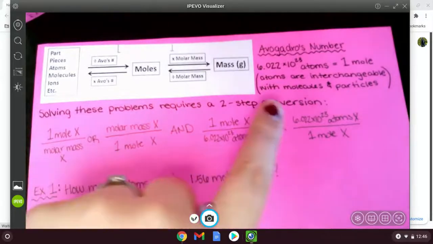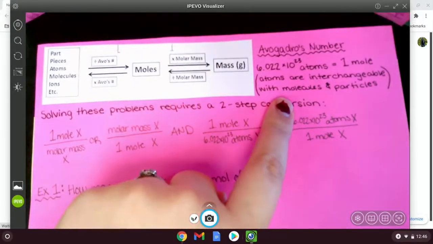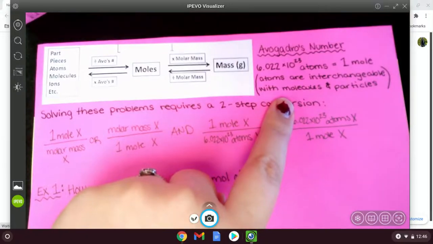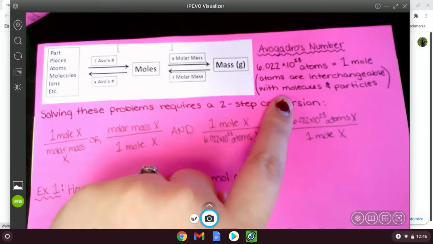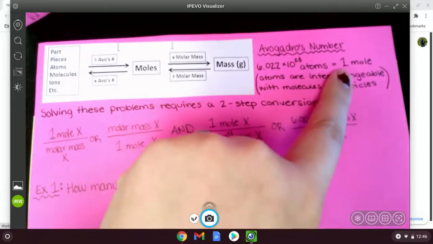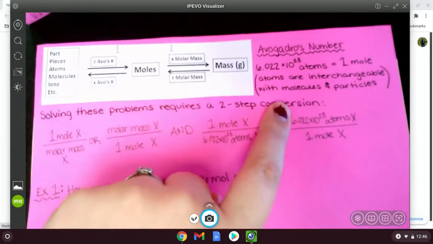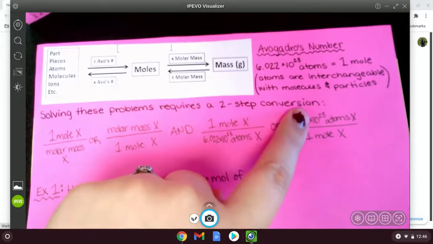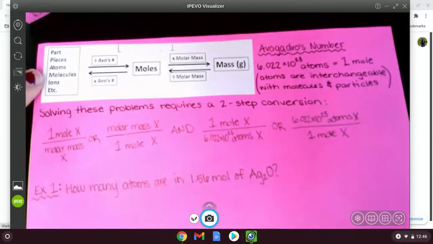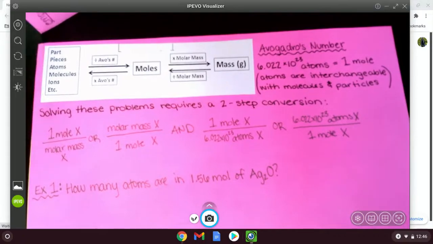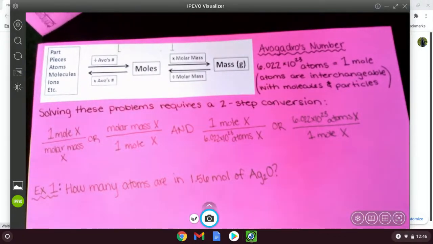Once you do that, you need to define Avogadro's number. Avogadro's number is 6.022 times 10 to the 23rd atoms, and that is equal to 1 mole. Please note that atoms are interchangeable with moles, particles, molecules, ions, pieces, parts, and so on.